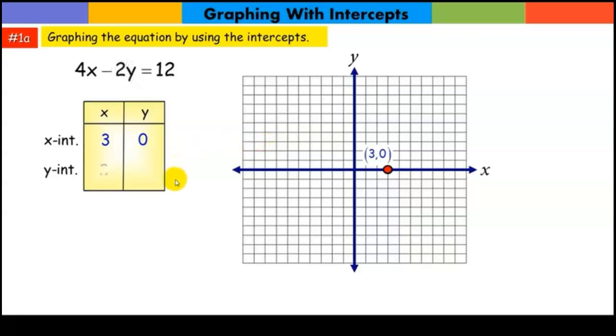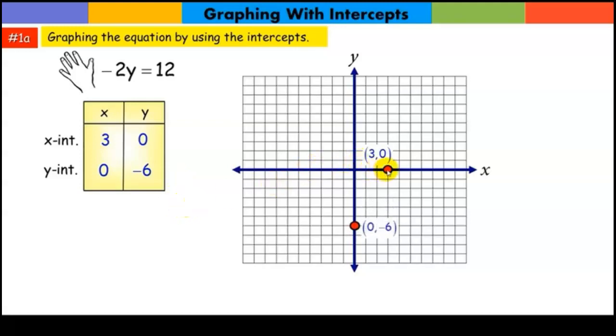For my y-intercept, I know that all the points on the y-axis have an x of 0. So I can take the x term and just cover it up. And again, probably do this in your head. Negative 2 times something is 12. That would be negative 6. This represents my y-intercept. Label it.